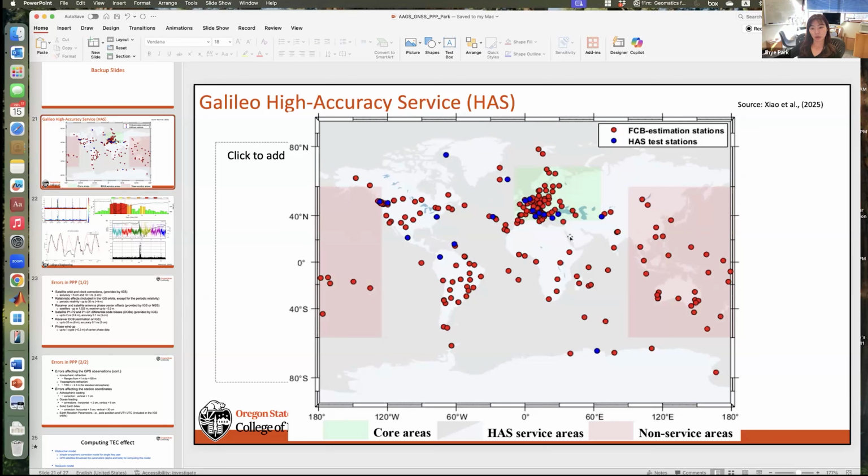So here is the current service area, but in the future it could be expanded, and the expected accuracy or performance would differ based on the distribution of the stations. So obviously, the European side would expect a higher accuracy than the others. Hopefully, it answered your question.